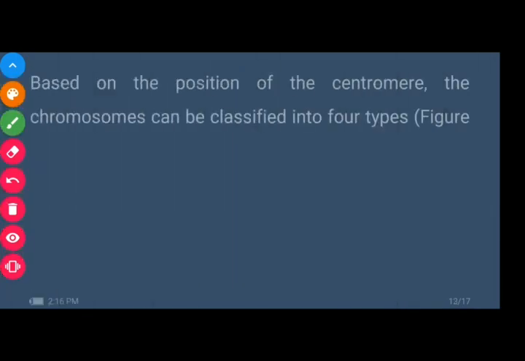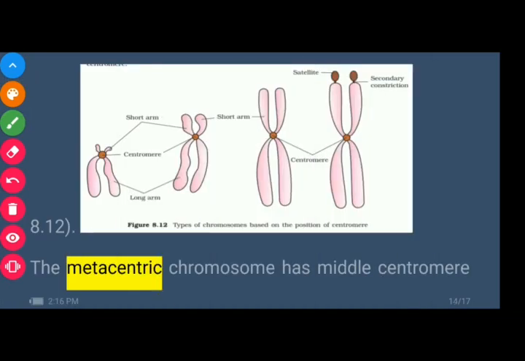Now our next topic is that, based on the position of the centromere, chromosomes can be classified into 4 different types. We will see in detail through the figure. These are the 4 different types of chromosomes, and these types depend on the position of the centromere. See, this center is the centromere, and on the basis of its position, the chromosome is divided into 4 types. Now we will see the 4 types of chromosome one by one.